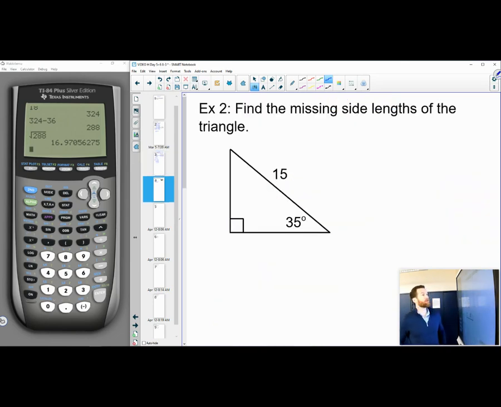So let's take a look at example 2. It says, find the missing side lengths of the triangle. So almost the same exact problem. We still have a right triangle. We're given the hypotenuse, and we have to find the other two sides. Okay, so this shouldn't be too bad, except there's something pretty drastic missing.